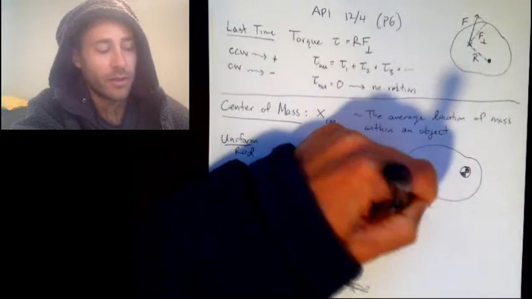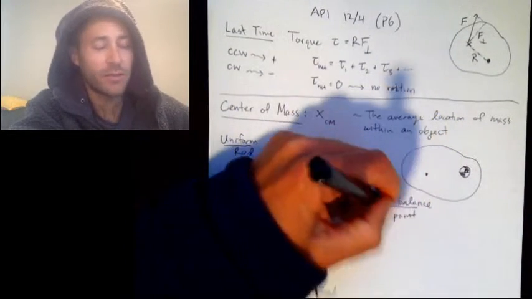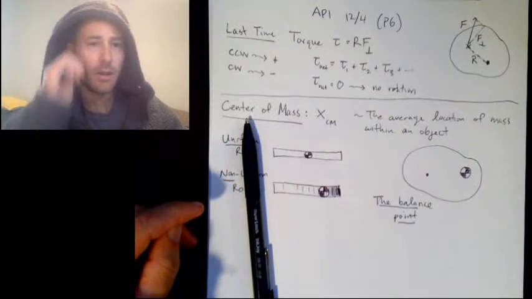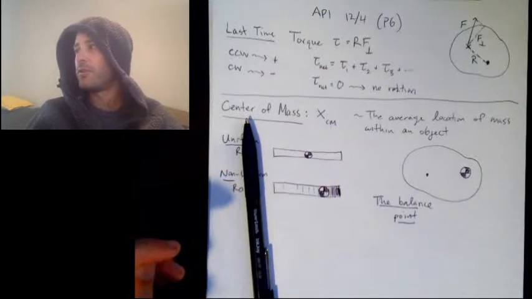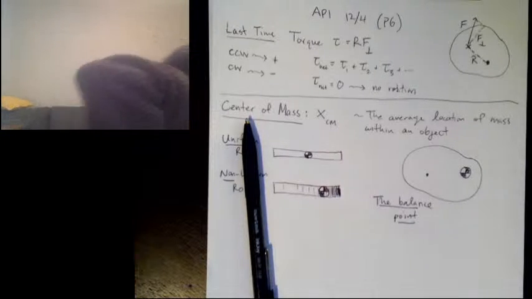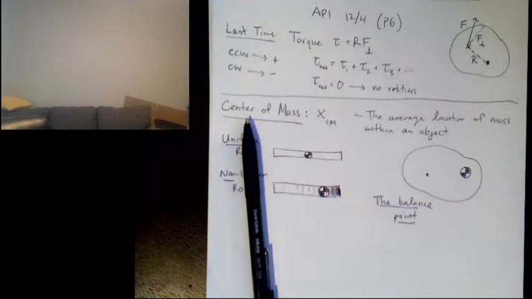So another way of thinking about the center of mass is it's the balance point of the object. So what you can try to do if you're trying to find where the center of mass is. Let me see if I can find something. I'll be right back, class. I'm going to grab a baseball bat.